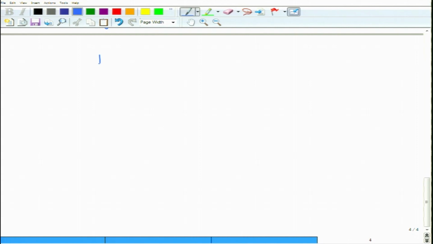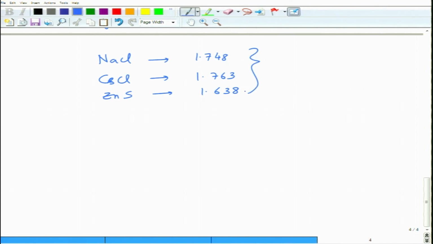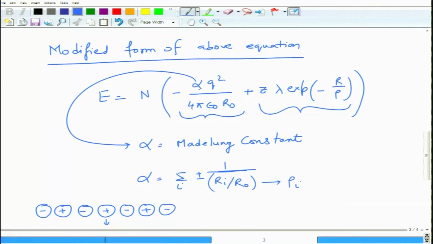So for example, the values of alpha, if you take for NaCl, cesium chloride, and zinc sulfide: for NaCl, the value is nearly 1.748, then 1.763, and here 1.638. So these are typical values of alpha that you get by summing over all the neighbors. So essentially, you can see that if your alpha value is large, the attraction term is large, and if your alpha value is low, then the attraction term is lower.